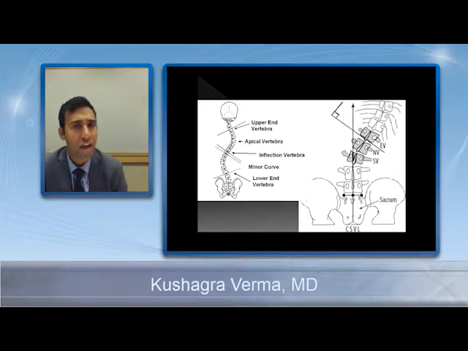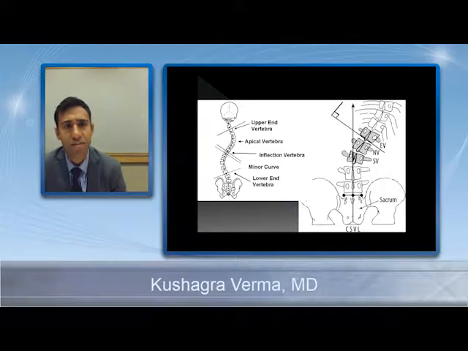Some terminology as to how we define different vertebral bodies in our scoliosis. We have the apical vertebra, which is the vertebral body that's at the apex of the curve. And then you have the upper and the lower end vertebra. These are the top and bottom vertebra that are involved in the scoliosis. We also have a major curve, which is the bigger curve, and then a minor curve, which is the smaller curve. And often you'll have an inflection point or an inflection vertebra, where this is the level where it seems to change from one curve to another.